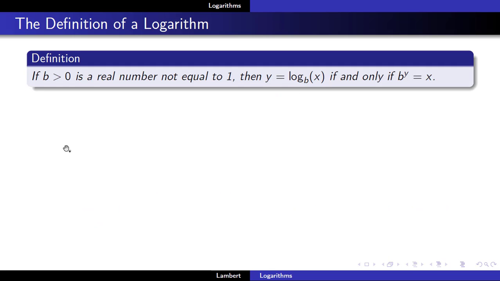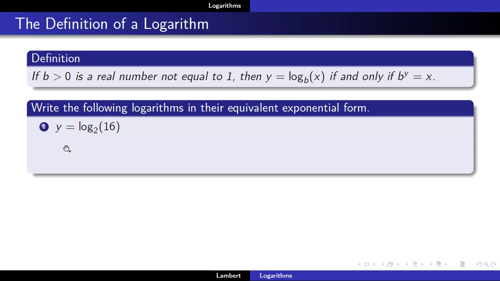So if b is greater than 0, and that's a real number not equal to 1, then y equals log with a base of b of x if and only if b to the y equals x. So we have this interchanging of x and y's roles. That's essentially what we're looking at here. So let's see if we can write some of these logarithms in their equivalent exponential form.